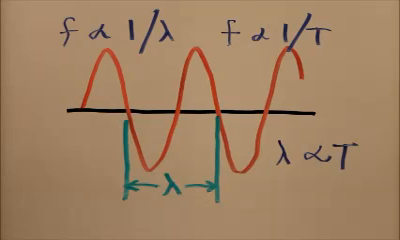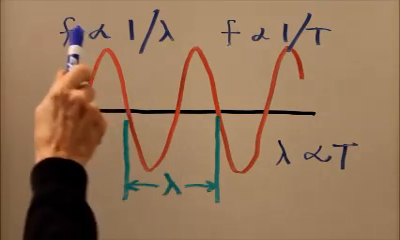The Earth's atmosphere, or outer space, generally speaking, a vacuum, so that the speed of propagation is the speed of light, or 300 million meters per second. We're talking about this wave with a wavelength of lambda in meters.